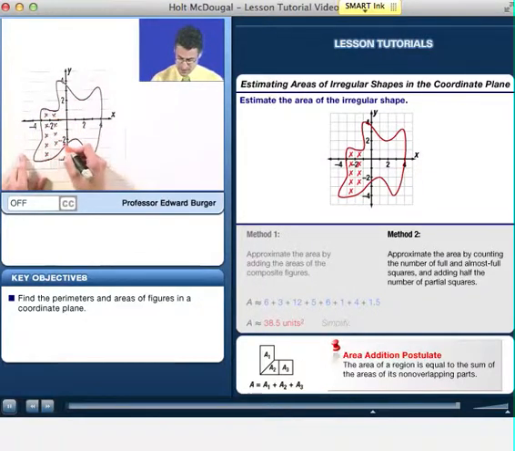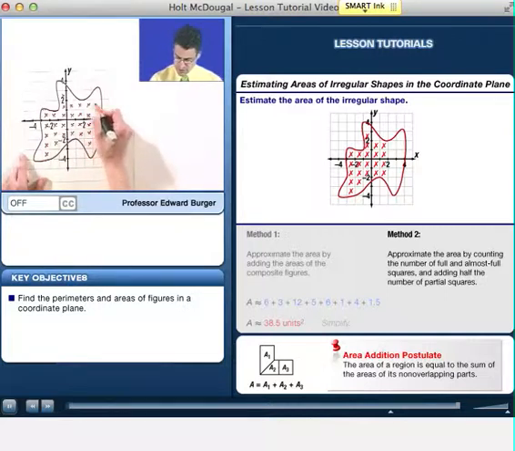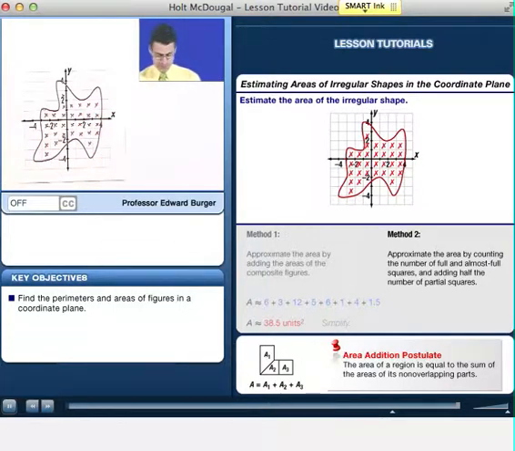That's half. That's half. 10, 11, 12, 13, 14, half. 15, 16, 17, 18, 19, 20, 21, 22, 23, 24, 25, 26, 27, 28, 29, 30, 31. So I'm going to say there are about 31 full squares in there. Now, how many half squares are there? Let's count the half squares.